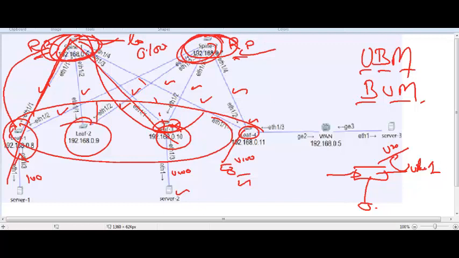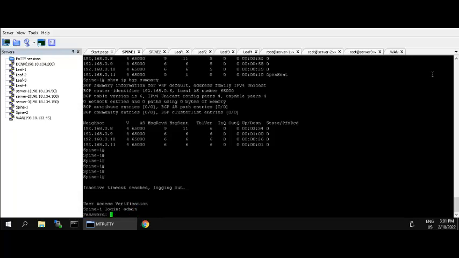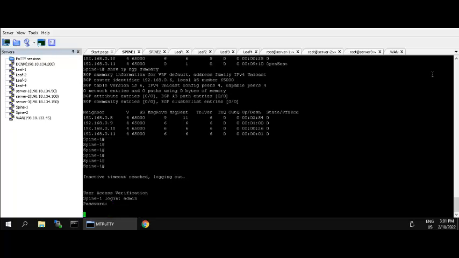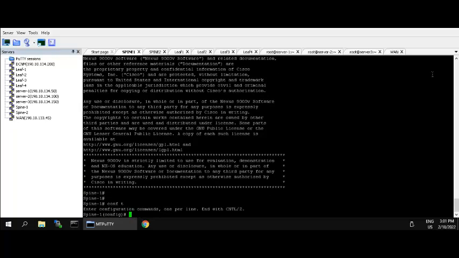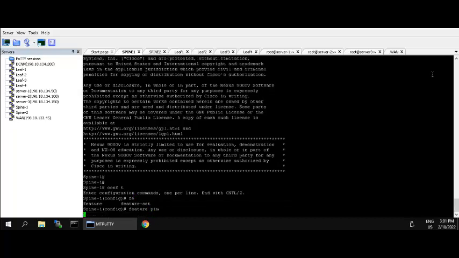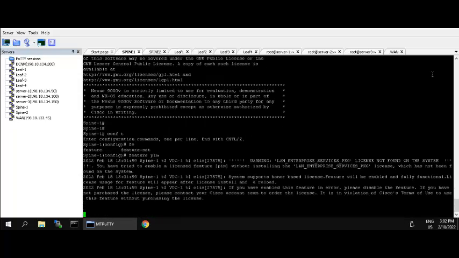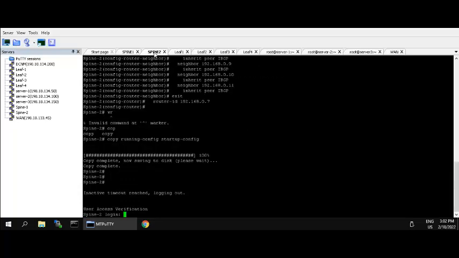Alright. Hold on. Now we're going to go to spine and log in as admin. I'm going to configure feature PIM. First I need to enable PIM. Feature PIM. Done. Don't worry about this message. It simply says you need a license. It already has the necessary license.